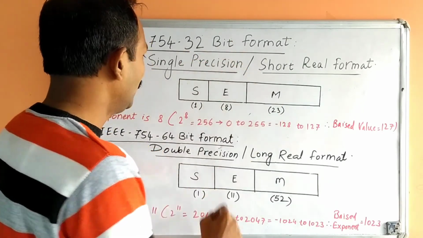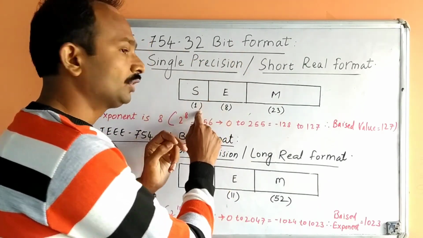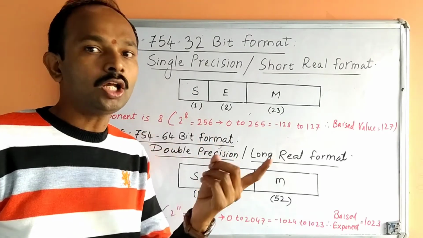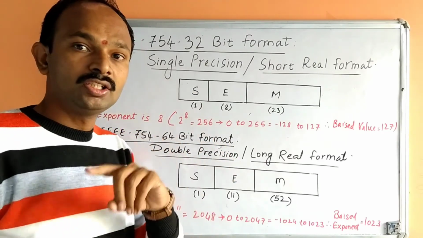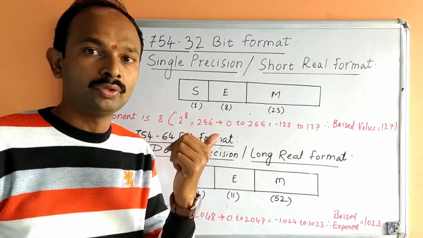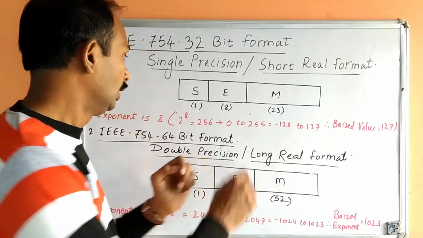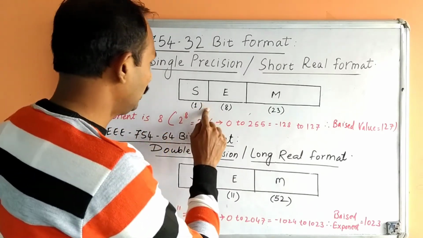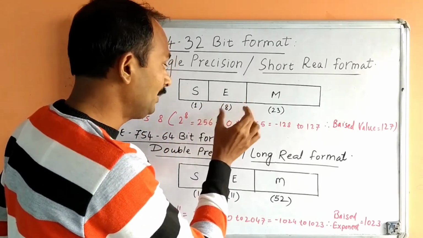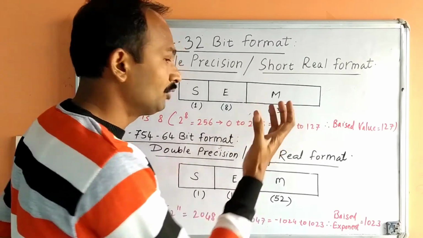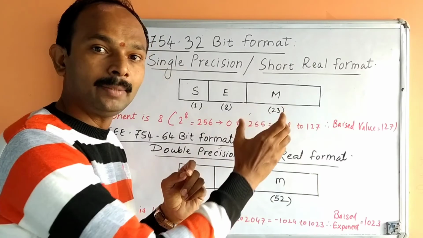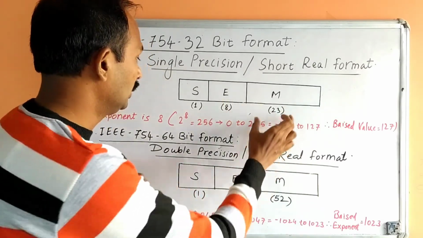Here for the sign of the number, we know that the sign may be either 1 or 0. If it is 0, it will be a positive number. If it is 1, it will be a negative number. So for the sign bit only 1 bit is taken here. For the exponent 8 bits are taken, and for the mantissa, which is the major part of your number, 23 bits are taken here.